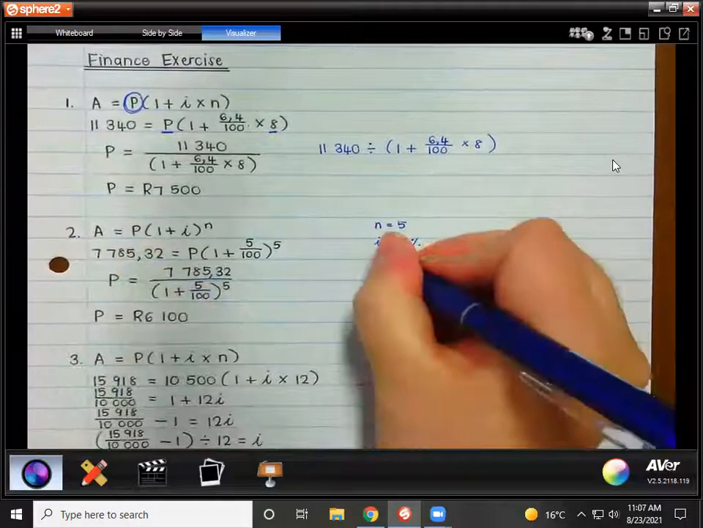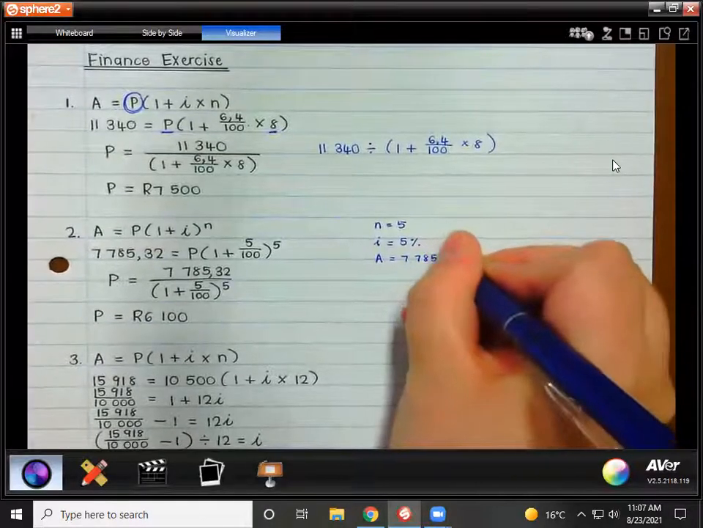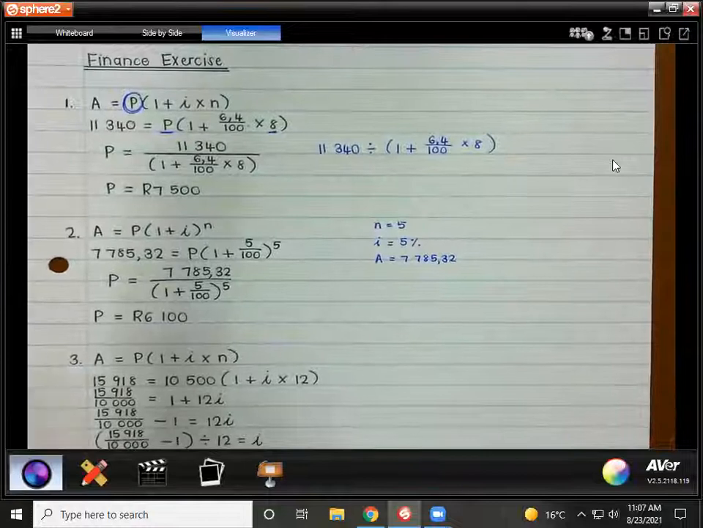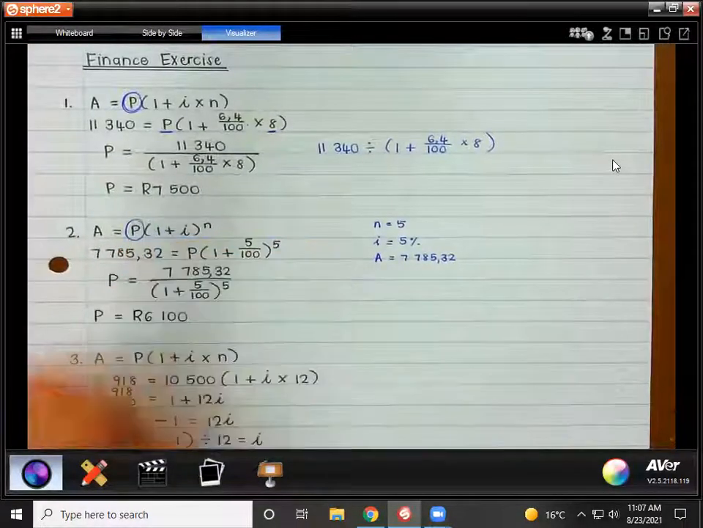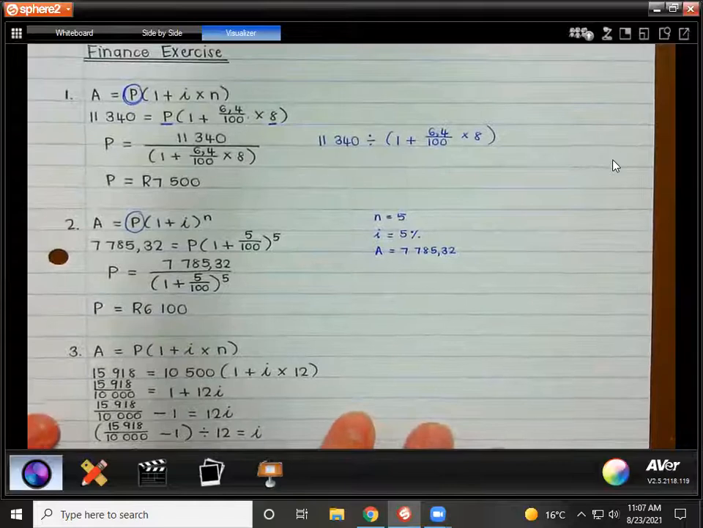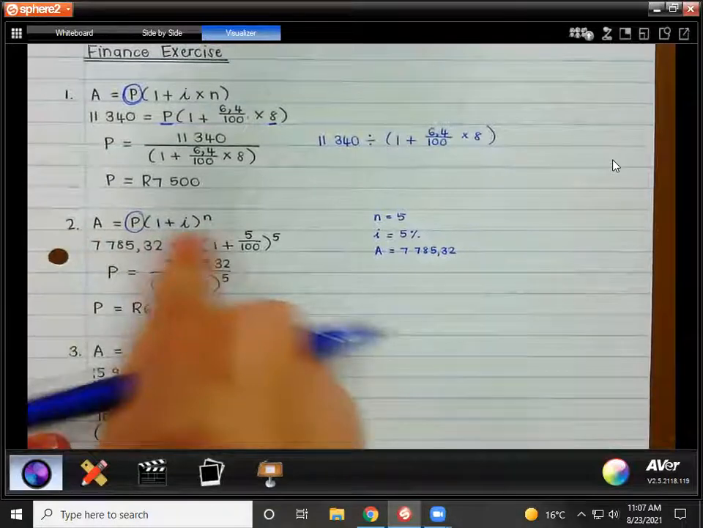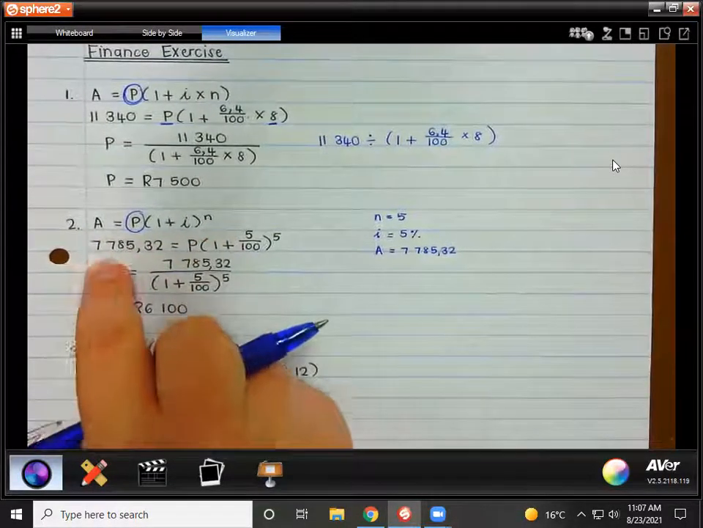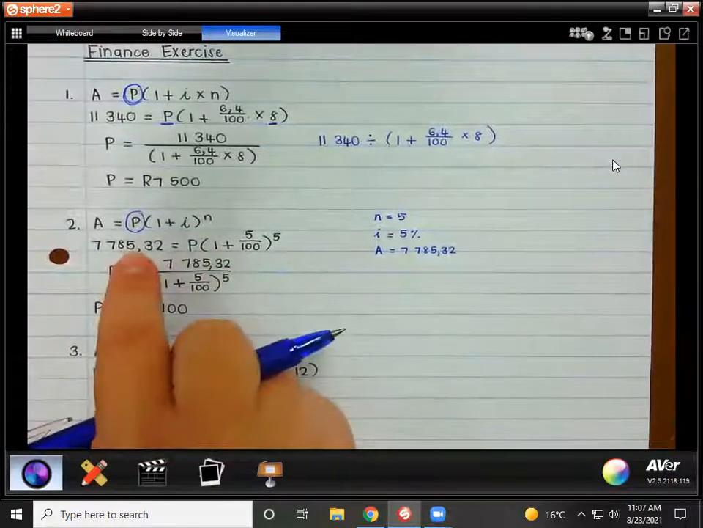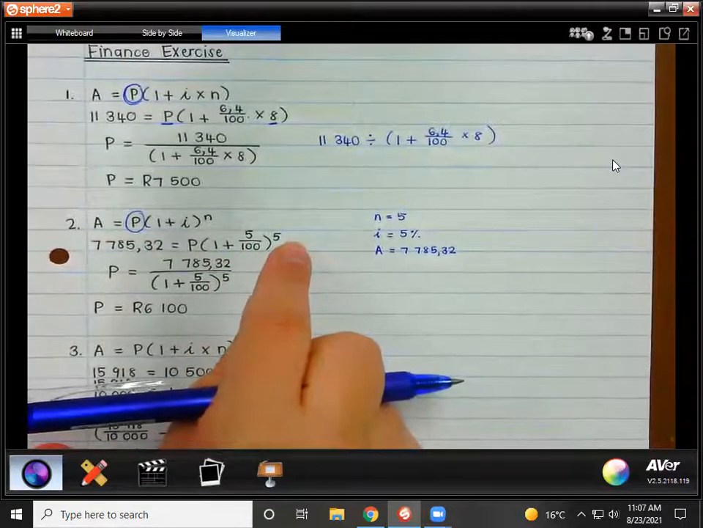So the value that it's growing to is 7,785.32. So if the investment grew to that value, determine how much money was invested. So again, they're asking us to find P. Exactly the same as in the previous question. The only difference is that now we're using the compound interest formula. So again, you write your formula down, then you fill in the values that they gave you. Your A value, your I value, the interest rate, and the number of years.